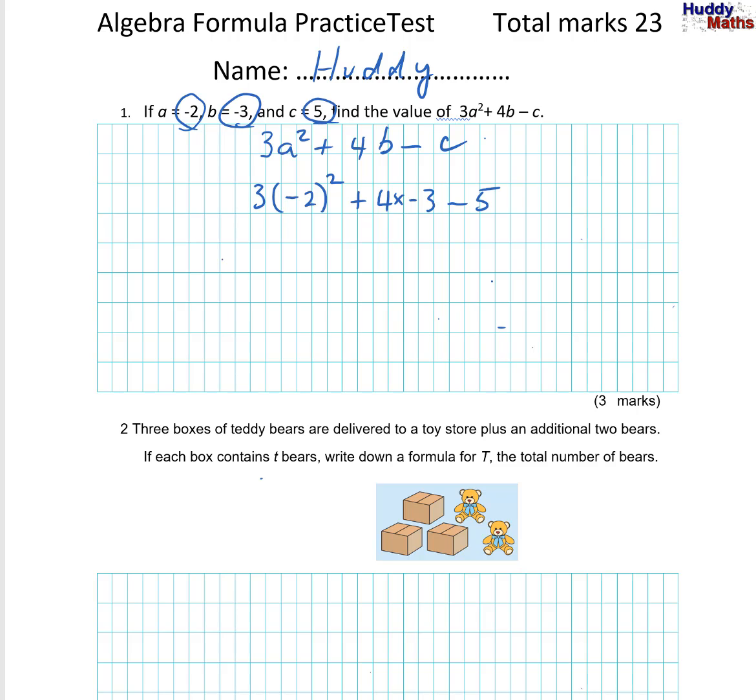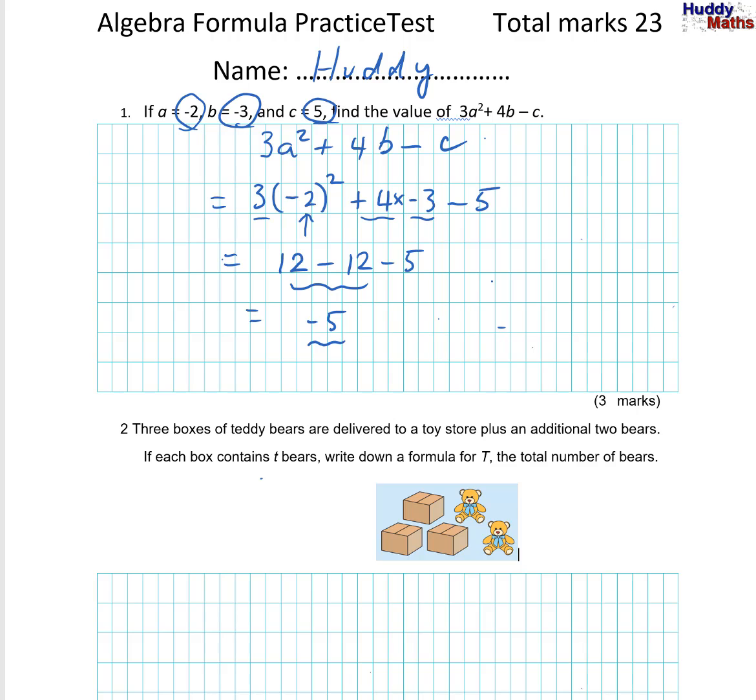So we're replacing the letters by numbers, and so that expression equals this one, and then that equals, now -2 by -2, negative times negative is a positive, and times by 3, so that's 3 times 4 is 12. Okay, and positive 4 times -3 is -12, and then take 5. So the final answer here is what? 12 take 12 is 0, take 5 would be -5.